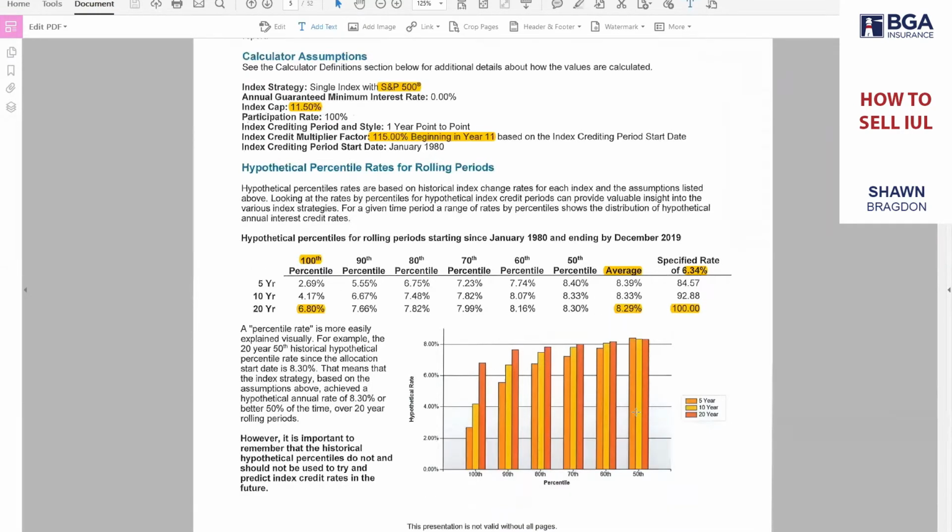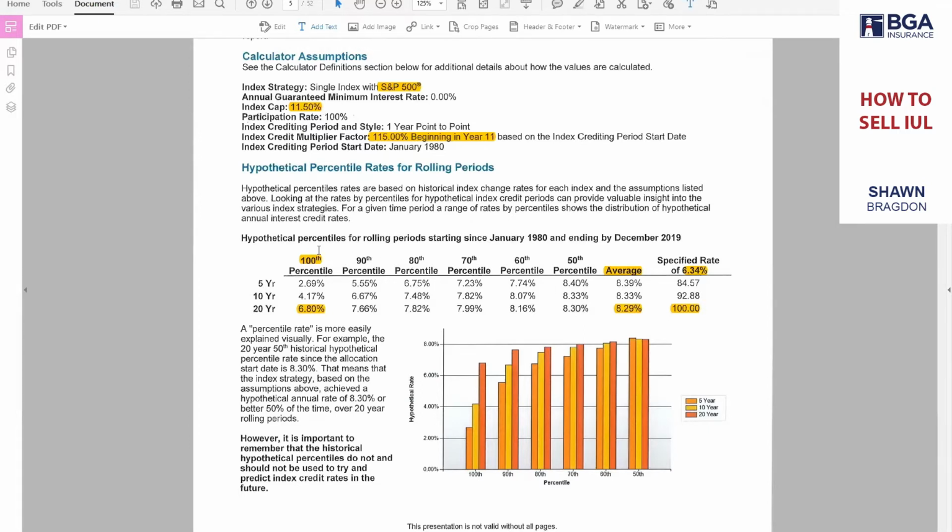But what this 50th percentile column is telling us is you're only going to get that return about half the time. So even if you could illustrate this number on an index UL product today, it would be, in my opinion, an aggressive rate of return to show your client.